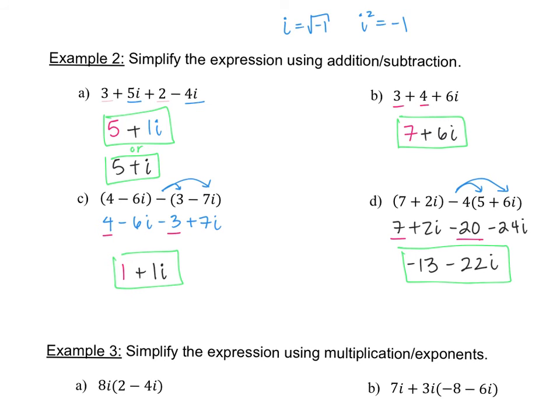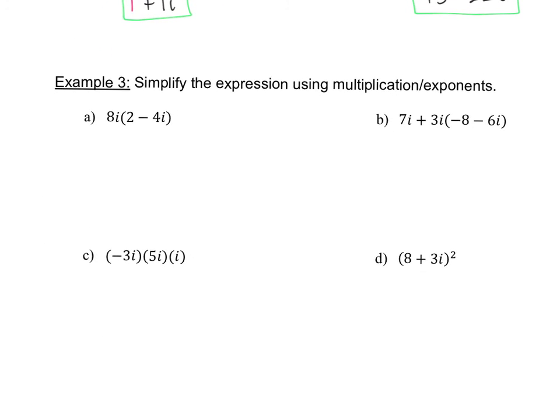All right, so we've done a little bit of addition, and like I said, you're just combining like terms here. But now let's try out multiplication and exponents, because that's where it gets a little bit tricky. With this first one, I have 8i in front of a parenthesis, so I do need to distribute it. I don't have any exponents out here, so I can distribute inside. So I would get 16i minus 8 times 4 is 32.